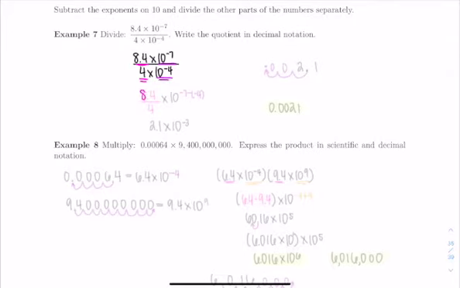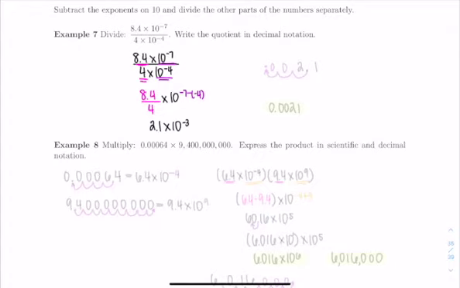So we have 8.4 over 4. We still have times 10. And then the exponents, we use the subtraction rule. So this is negative 7 minus negative 4. Well, 8.4 divided by 4 is 2.1 times 10 raised to the negative 7 minus negative 4. With the double negative, it's going to give me a plus, and so we end up with negative 3.